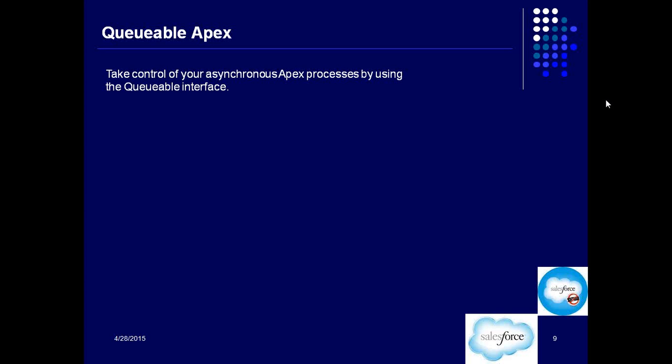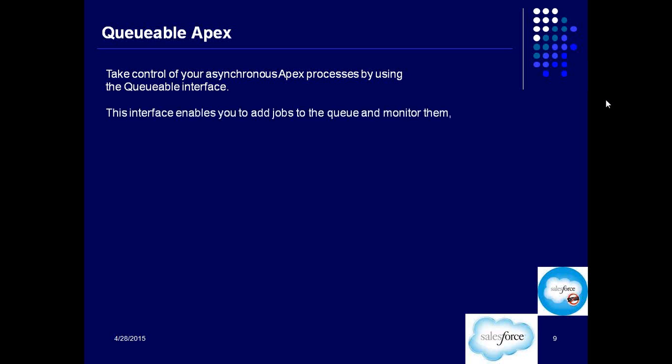Okay, take control of your asynchronous Apex processes. So the entire process, now we are not talking about one method, I'm talking about the entire process, by using the queueable interface. Okay. So if you want to define a class which is queueable, you will have to use the queueable interface for that class. Okay, which is very simple.